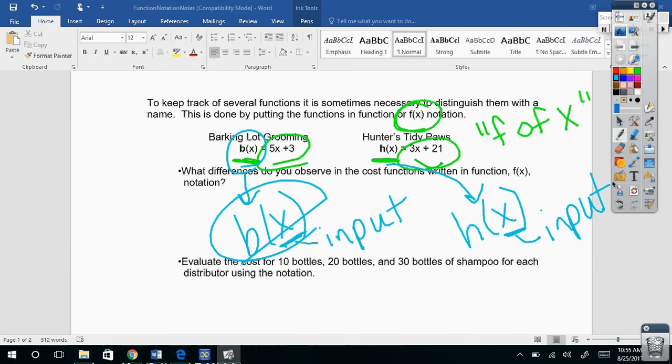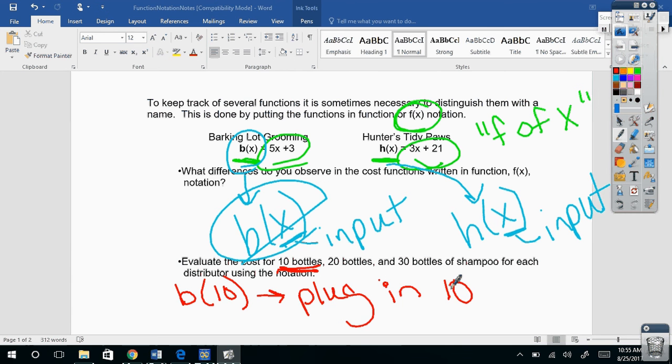Correct. So now, if I want to evaluate for a particular value, let's go with 10 bottles. Instead of just saying x equals 10, I can say h of 10. Does everybody understand what that's doing? If I say find h of 10, I'm telling you to find the output if you plug in what, Amaya? 10, okay? The parentheses tell you what to plug in.